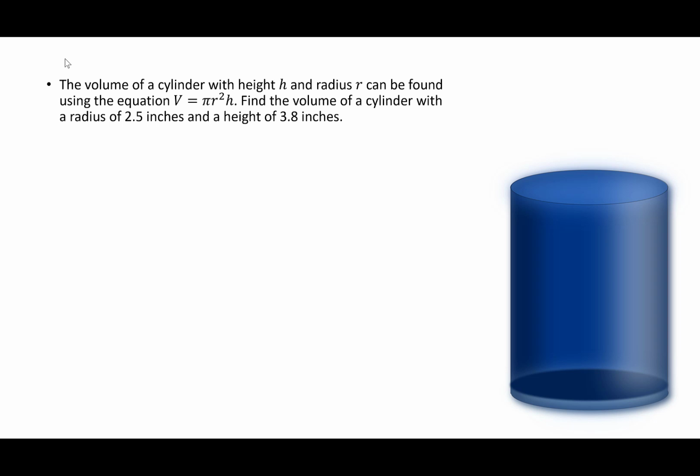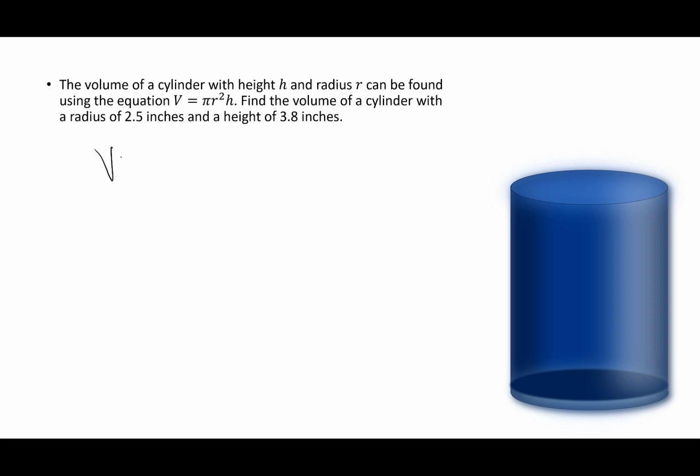And the next one, we are going to find the volume of a cylinder. So the volume of a cylinder with a height h and a radius r can be found using the equation v equals pi r squared h. We are going to find the volume of a cylinder with a radius of 2.5 inches and a height of 3.8 inches. So anytime you get to things that have circles, make sure that you have the radius instead of the diameter. If you get the diameter, you're just going to divide by 2. But if you already have the radius, then you're ready to get started.